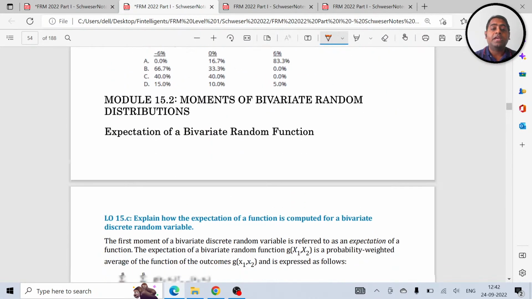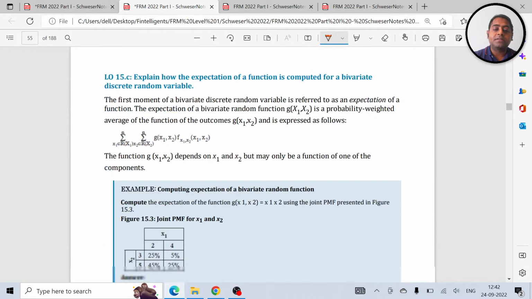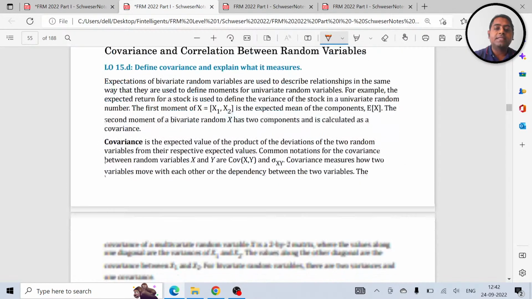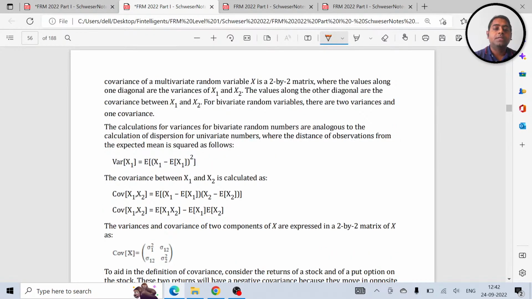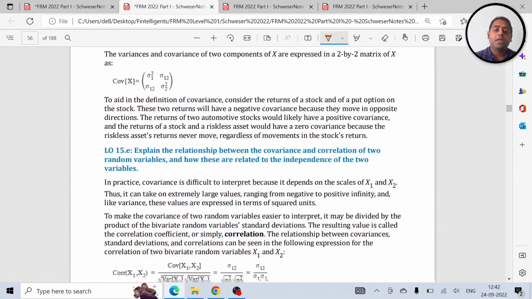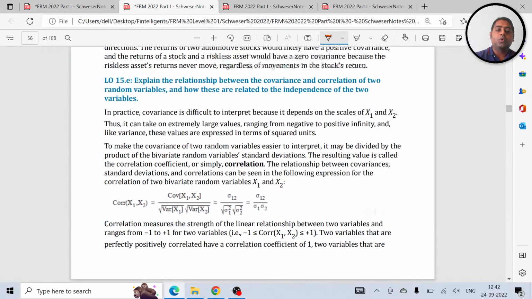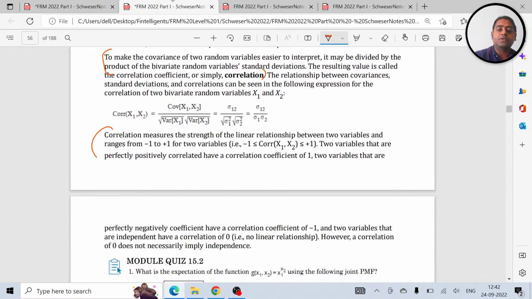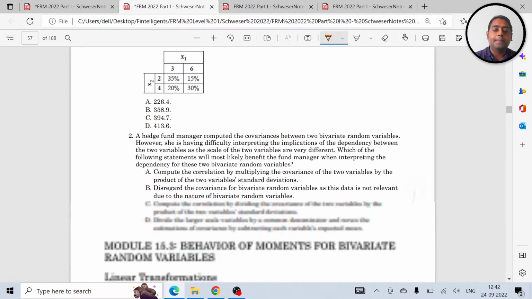Okay, expectation of bivariate distribution, I don't expect that. Covariance and correlation part: you should know what the formula is, and what the formulas are talking about. Okay, the basics of the formula, not the derivation. Nobody is asking you the derivation. Okay, the correlation part. What exactly is correlation? And the correlation is always going to be between negative one and positive one. That part should be clear.